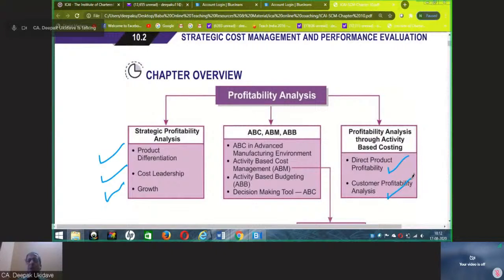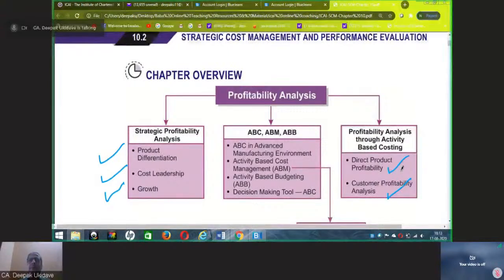Now here, if we want to find out direct product profitability, it is possible with the help of this new technique, DPP, where the retail costs, the costs directly related to distribution, supply chain management, logistics, transportation, are also assigned to the product. So we don't consider only direct material, direct labor, direct expenses, etc., but we also consider the retail costs, which are significant till the time the product reaches the final consumer.